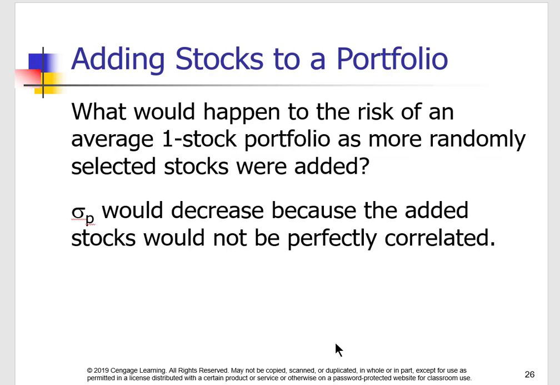So what happens when we add stocks together? Typically, stocks are going to have a correlation somewhere between 0.2 and 0.7. That changes over time, obviously, but it's greater than -1 and less than 1. So if you add stocks together, as long as the correlations are less than +1, we should see a decrease in the total risk of the portfolio.